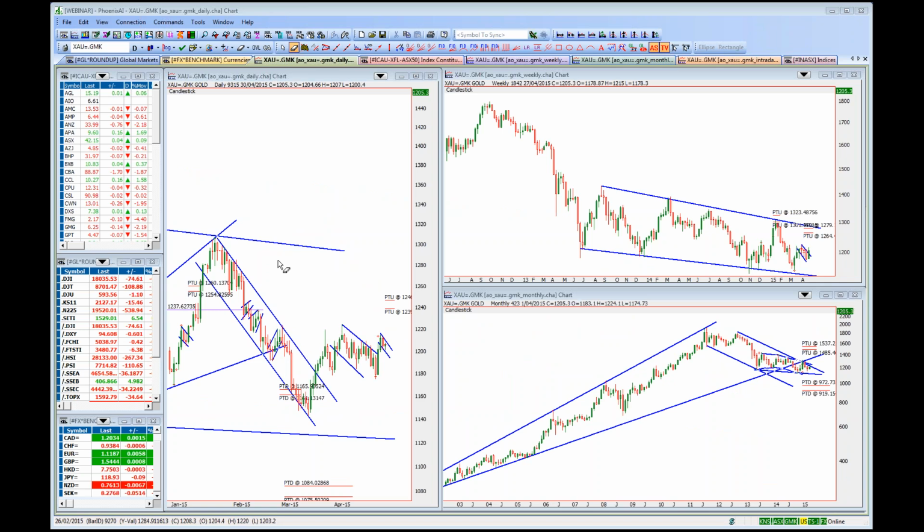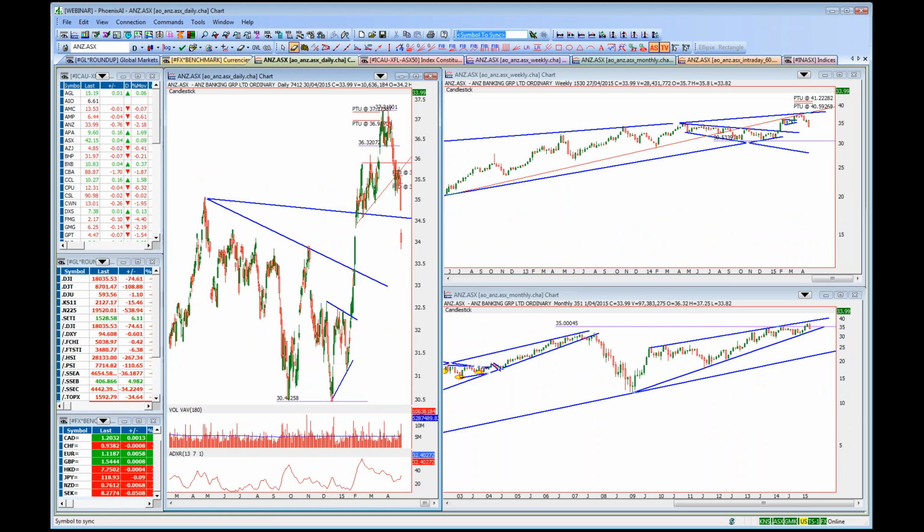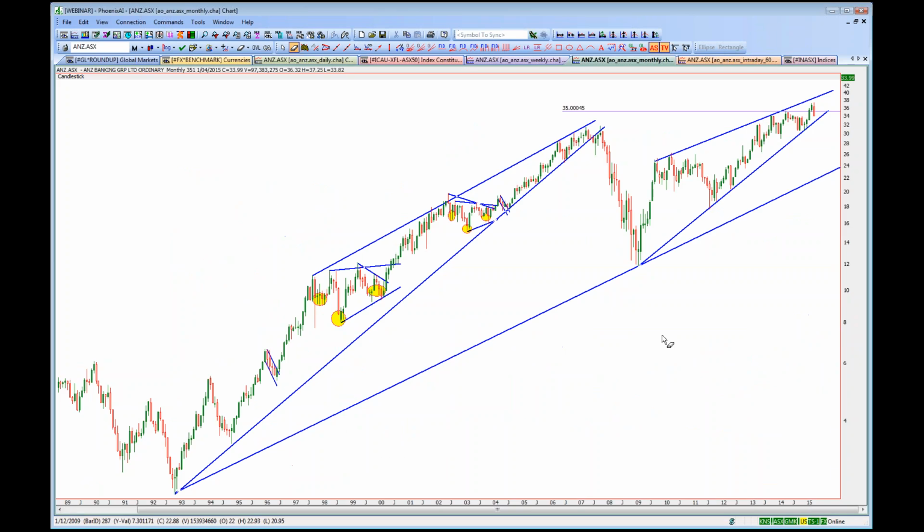Okay. Next one, ANZ. Again, where are we on the monthly? What is this telling us? We really are on top. We really are on top. Now, it might go for a while longer in this range.